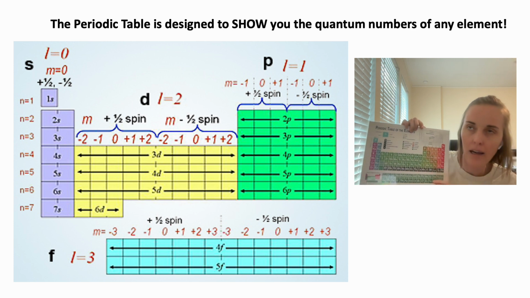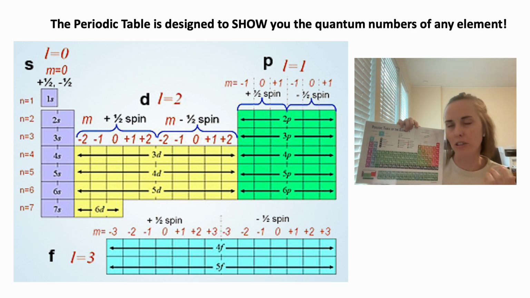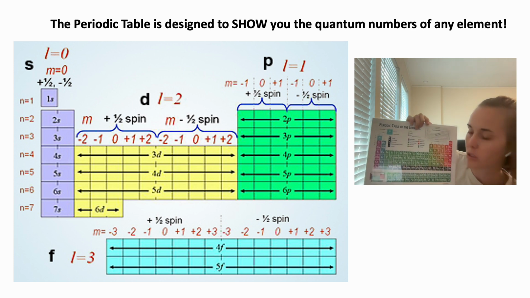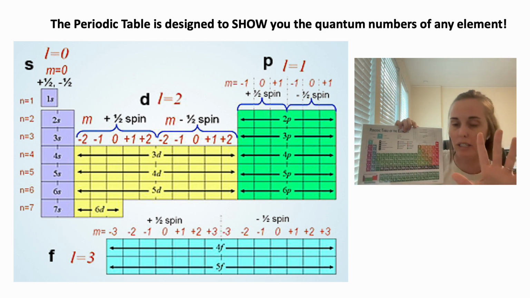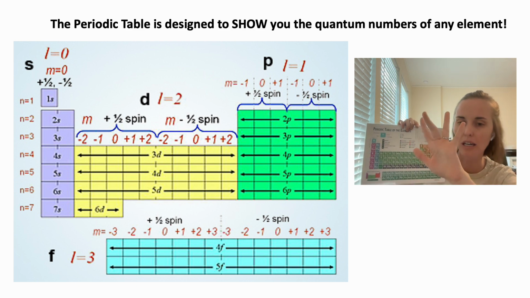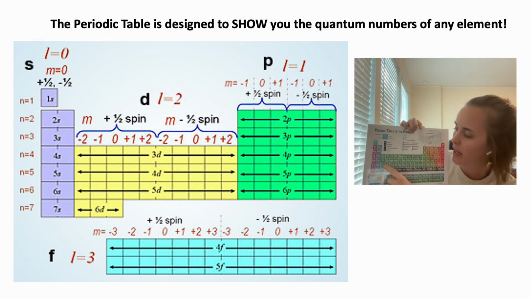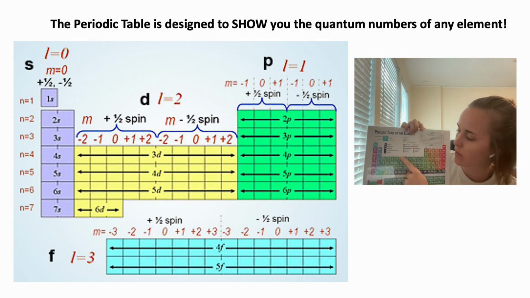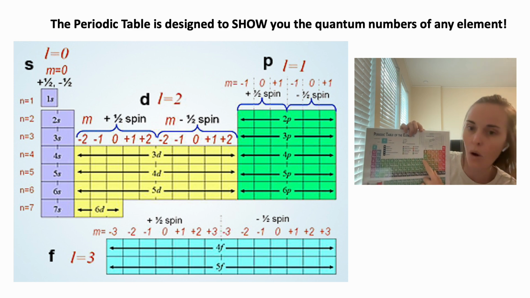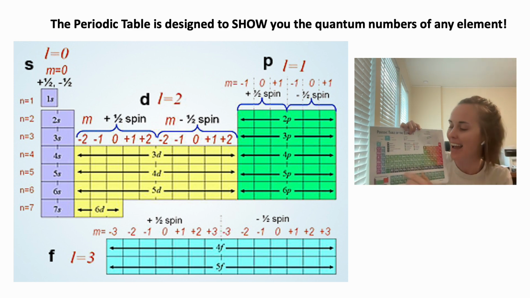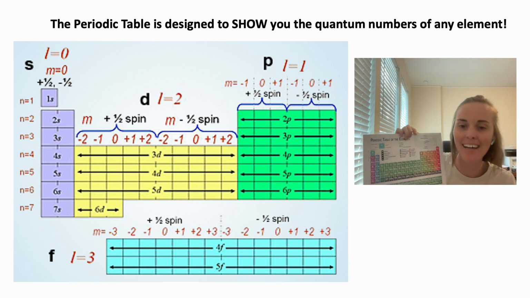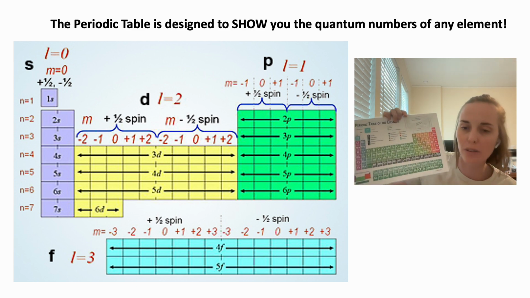Our D block had more of that clover shape, the flower shape, and it can hold up to 10 electrons max because it can have 5 different orientations in space, and each orientation can have 2 electrons. So let's count. 1, 2, 3, 4, 5, 6, 7, 8, 9, 10. Wow, 10! It can have a max of 10 electrons, and it's got 10 elements. Again, this is showing you your quantum numbers.